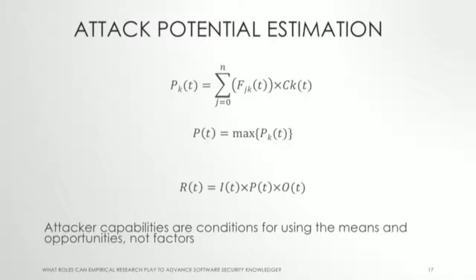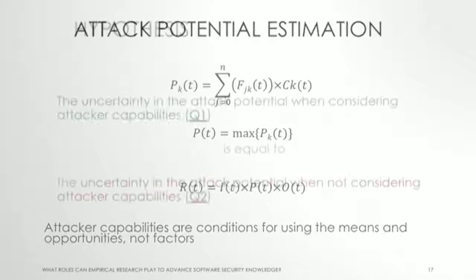And the risk is going to be the impact for that threat multiplied by the attack potential multiplied by the occurrence. So this is kind of how we compute the attack.